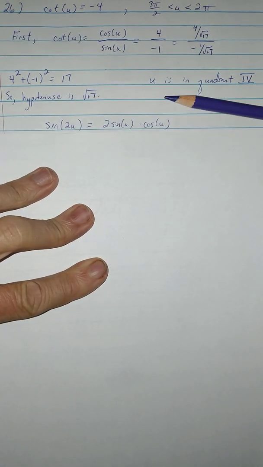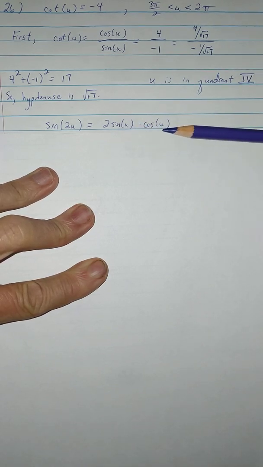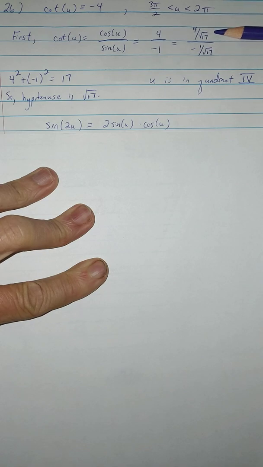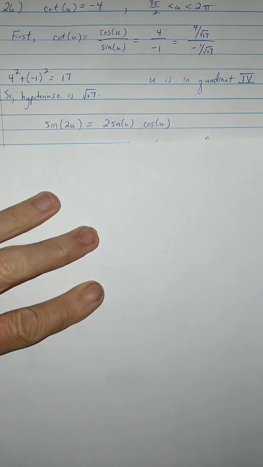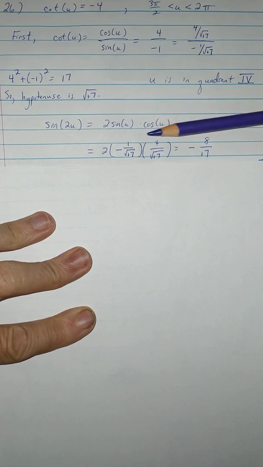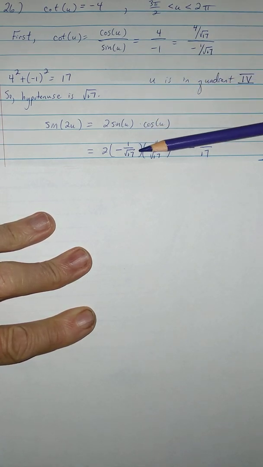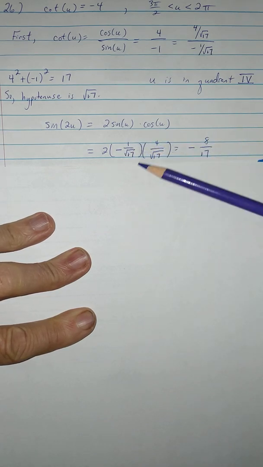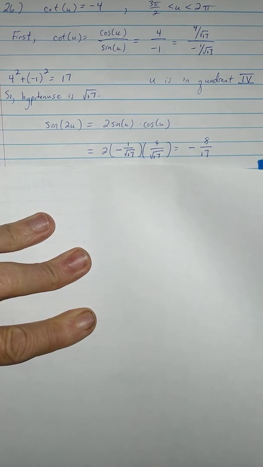So sine of 2u is equal to 2 times sine u times cosine u. That's our double angle identity for sine. Sine is right here, -1 over square root of 17. Cosine of u is up here, 4 over square root of 17. And I've got them written out already, so I can now make my substitution. And there it is. There's the 2. Sine of u, we said, is -1 over square root of 17. Cosine of u, we said, is 4 over square root of 17. 2 times negative 1 times 4 is negative 8. And square root of 17 times square root of 17 is just 17. So sine of 2u is negative 8/17.